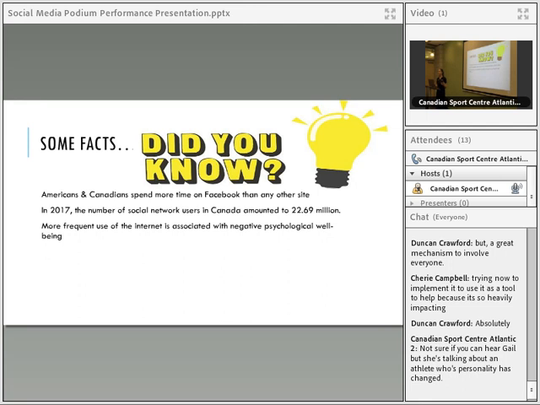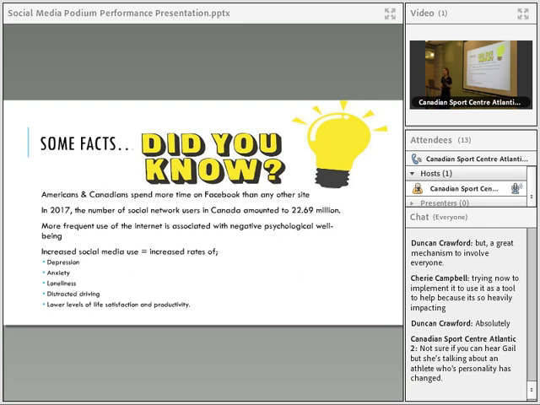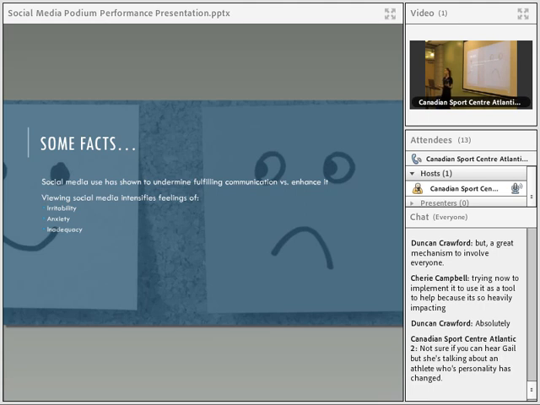So what we see is more frequent use of the internet is associated with negative psychological well-being. And this is one of those things of, what's the cart before the horse? Is it the negative psychological well-being that people have more time for themselves and they're more on the internet? Or is it they're on the internet and it's causing more negative well-being? More specifically, another study looked at the increase in social media use, so specifically social media, and found increased rates of depression, anxiety, loneliness, distracted driving, and lower levels of satisfaction and productivity. One of the main reasons why people get on social media in the first place is to communicate and for the support. And what they're finding is that it's actually undermining these fulfilling connections and communications instead of enhancing them.